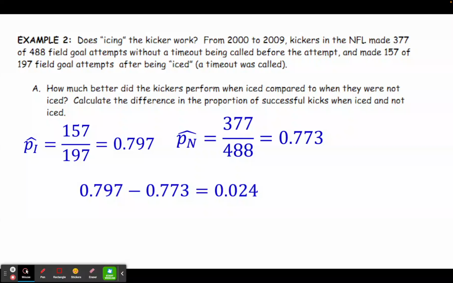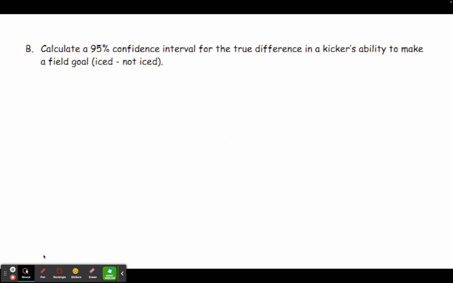First, we'll do the difference, right? That's what question A is asking us for. The difference in those percentages is 0.024, which is a pretty small difference. But we're going to go ahead and calculate our confidence interval to get plausible values for what that true difference actually is.